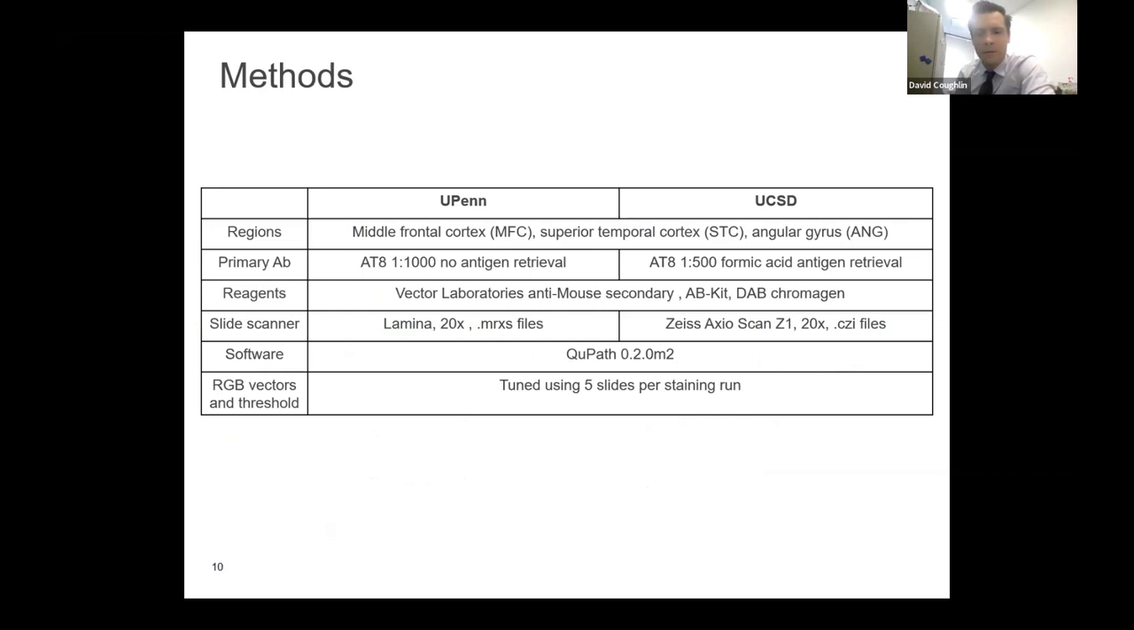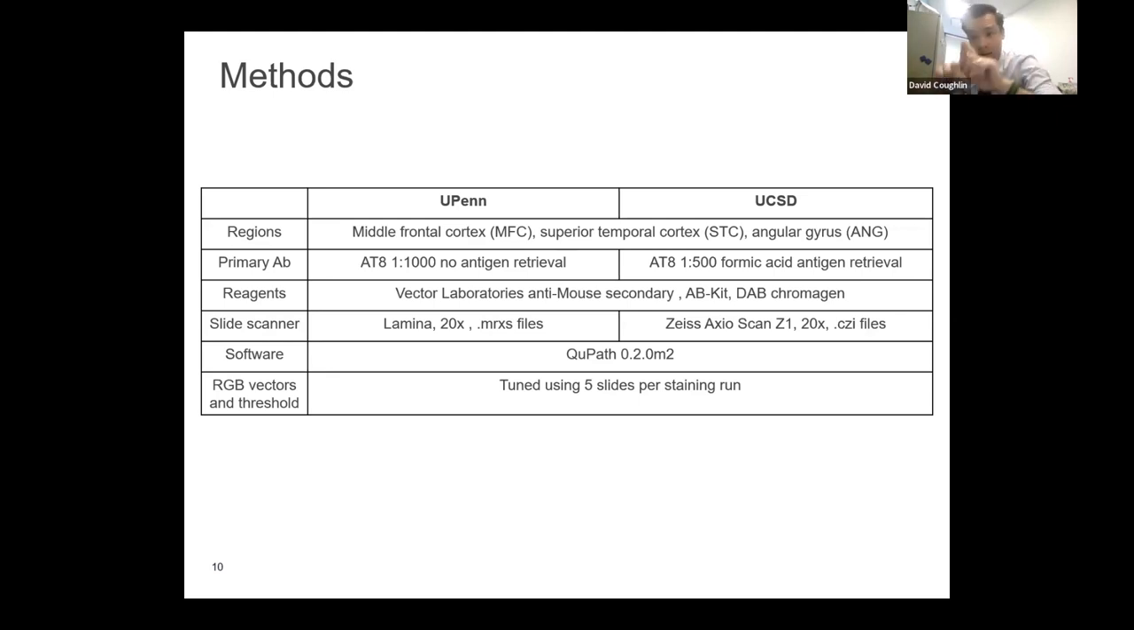So we took sections from the middle frontal cortex, superior temporal cortex, and the angular gyrus. We initially selected these regions because they were the most consistently collected across both of our centers when we were looking back at the tissue that was available for the analysis. And we used very, very similar immunohistochemical methods between the two sites. We were using the AT8 antibody to stain for phosphorylated tau, with the particular conditions being optimized at each site individually. But otherwise, we used the same commercially available reagents for our anti-mouse secondary, the ABC kit, and the diaminobenzidine chromogen.